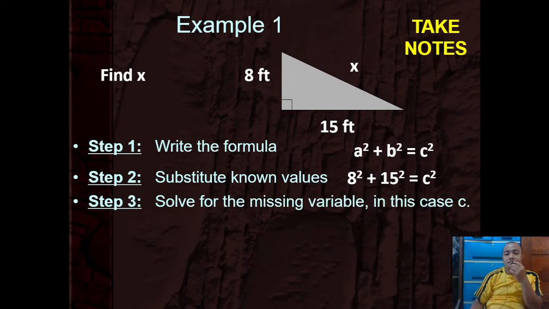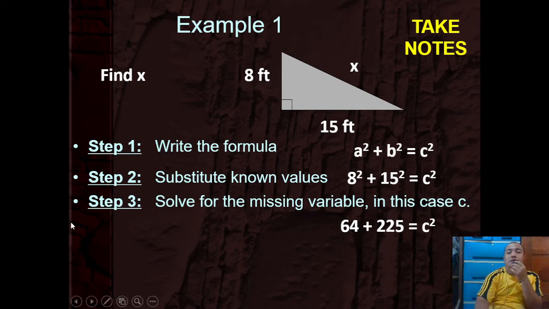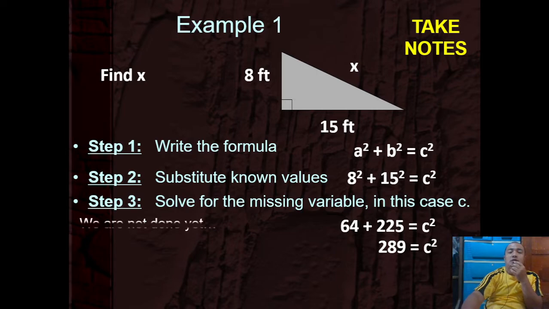Then step 3, solve for the missing variable, in this case C. So square the 8: 8 times 8 is 64. 15 times 15 is 225. Then add 64 plus 225, which is 289, equals C squared. Then after that, get the square root of both sides.